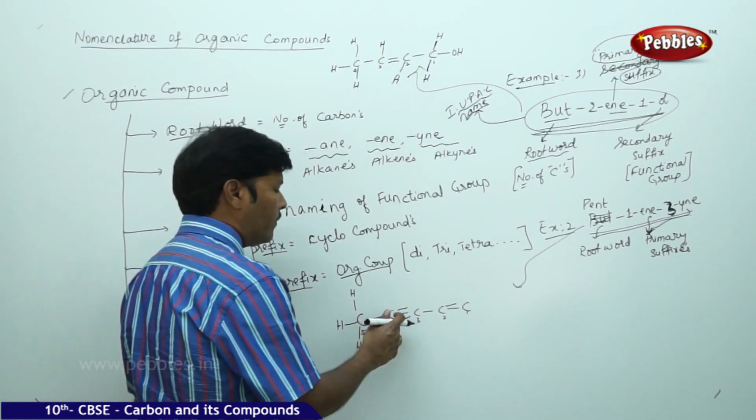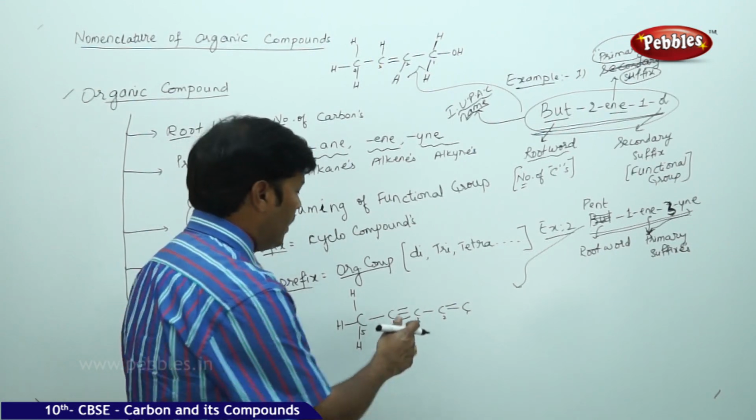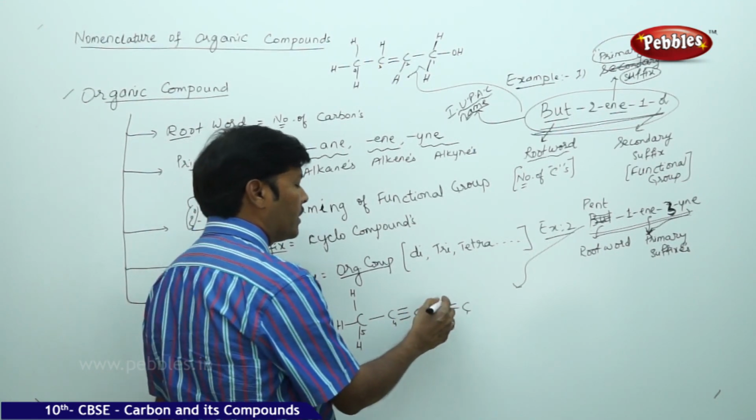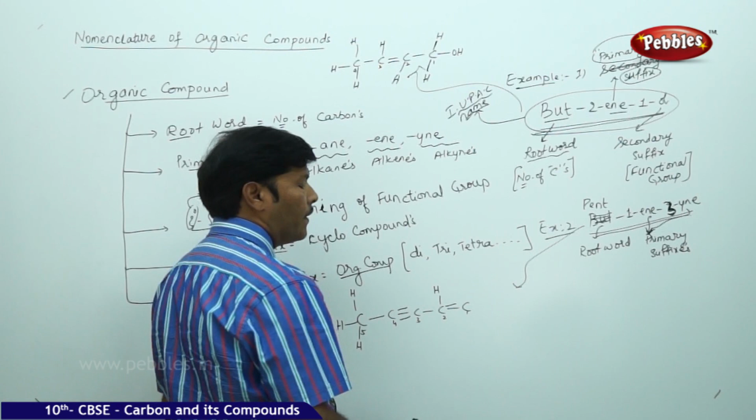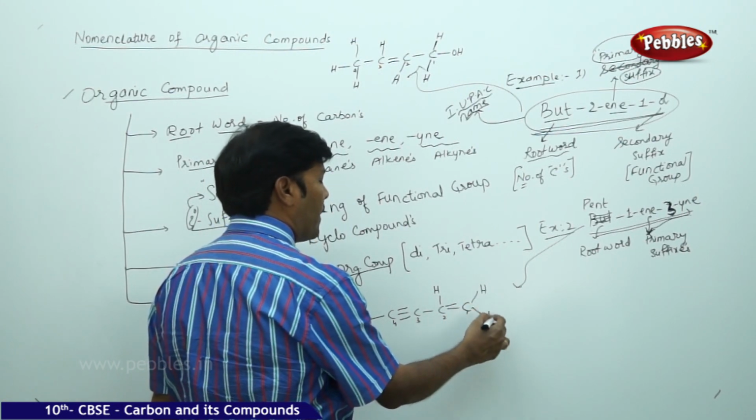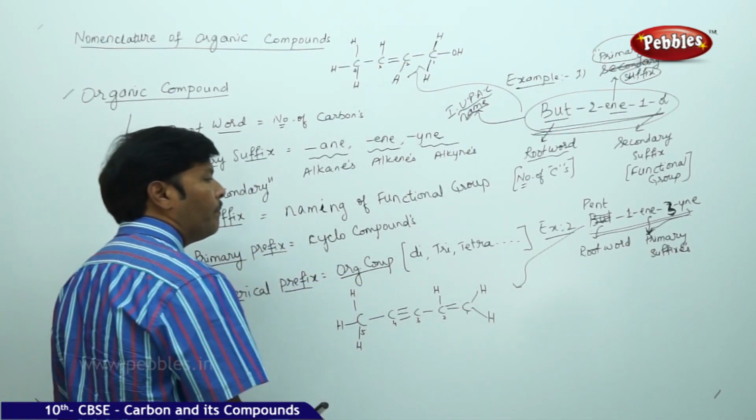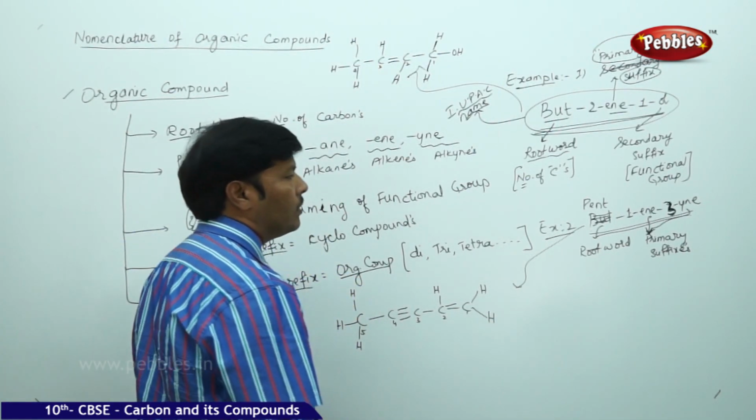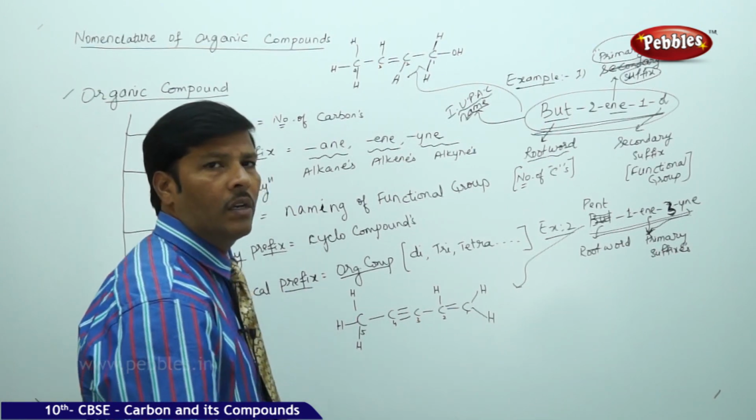Again here, the fourth carbon has 4 covalent bonds, and the third carbon also has 4 covalent bonds, and the second carbon has only 3 bonds. So the attachment is a single bond to hydrogen, and here a single bond to hydrogen, single bond to hydrogen. So this is the structural formula for pent-1-ene-3-yne.